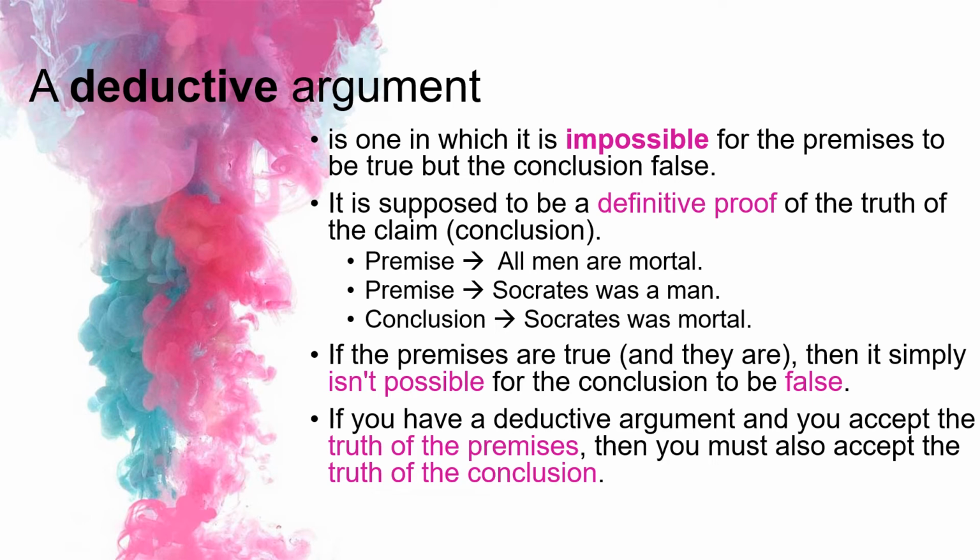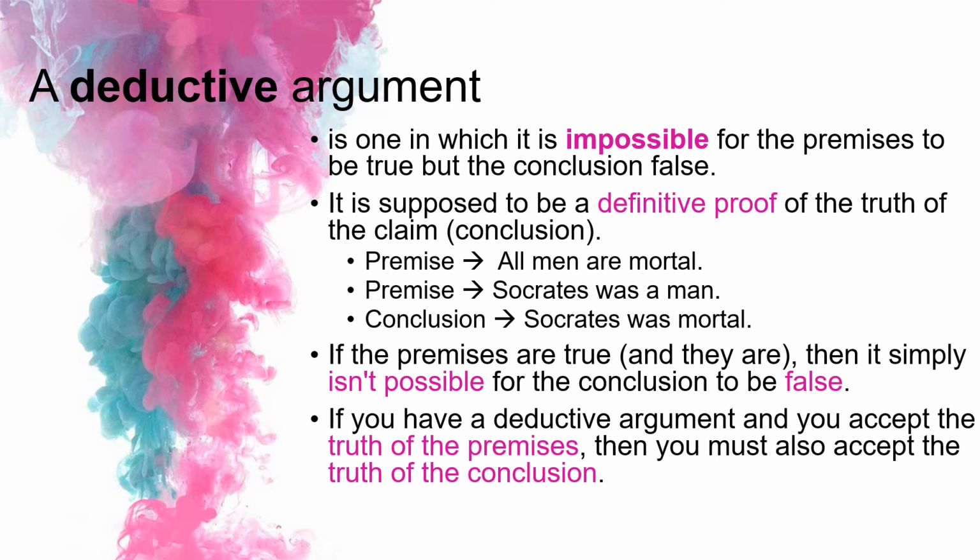A deductive argument is one in which it is impossible for the premises to be true but the conclusion false. So what we can see is that if the premises are acceptable or true, then the conclusion must be accepted, and the conclusion should carry true information too. This type of argument is supposed to be definitive proof. Definitive means that at the end it is certain that the information is true. Okay, let's take a look at the example.